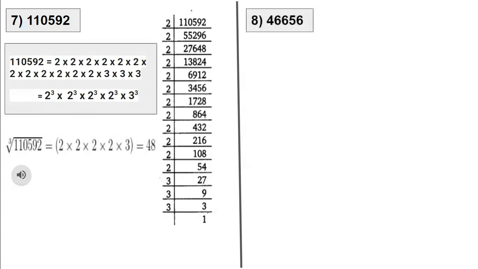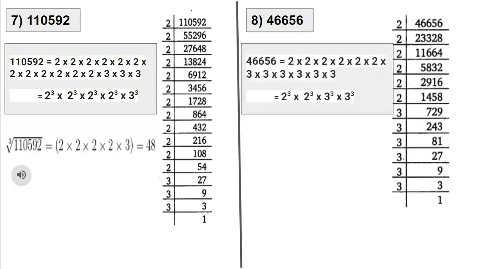46,656. So here also after prime factorization we will get 2 into 2 into 2 into 2 into 2 into 2 into 3 into 3 into 3 into 3 into 3 into 3. 2 is also 6 times and the 3 is also having 6 times, isn't it? So 2 cube into 2 cube into 3 cube into 3 cube. So cube root of 46,656 is equal to 2 into 2 into 3 into 3. That is equal to 2 2s are 4, 3 3s are 9, 9 4s are 36. So the answer is 36.